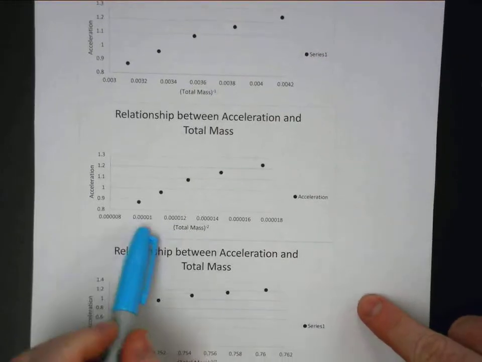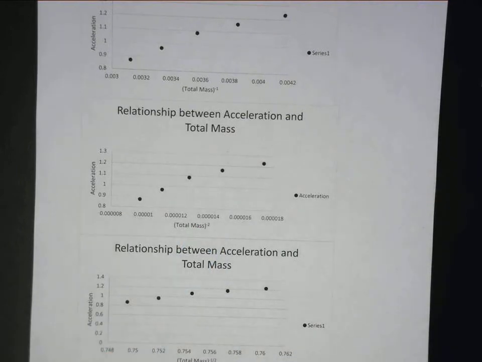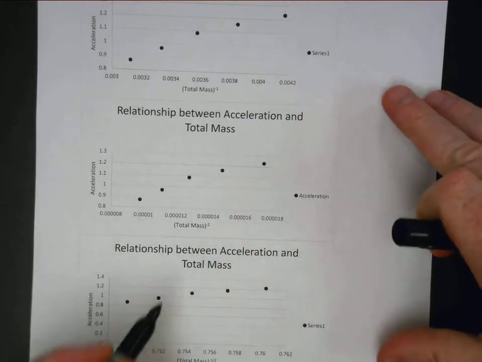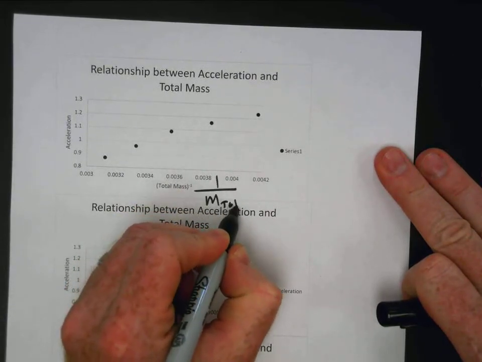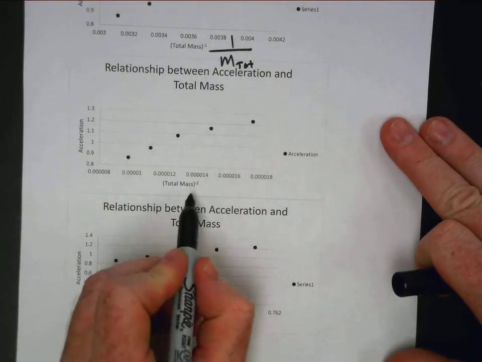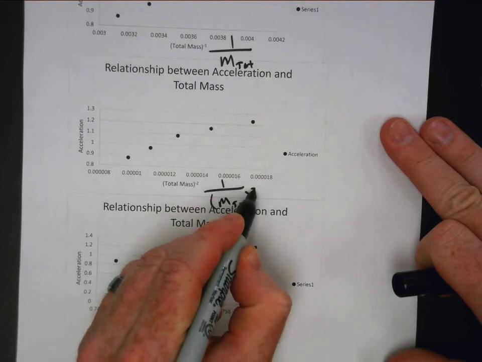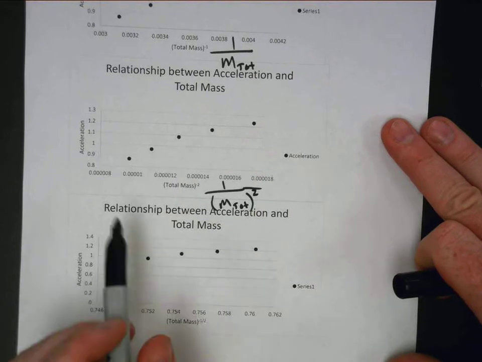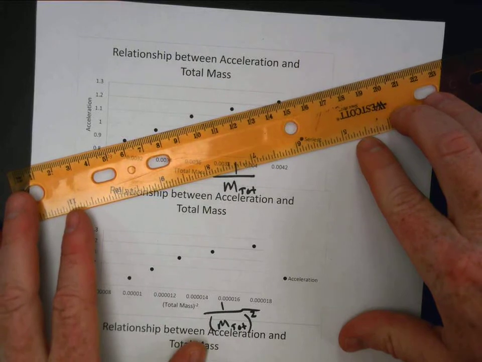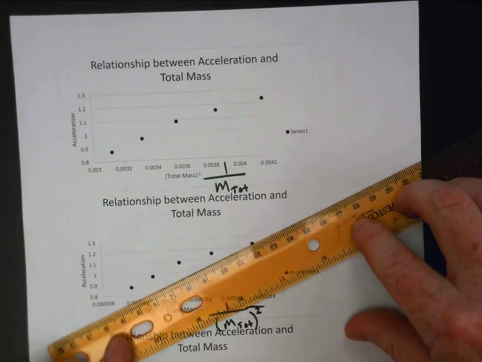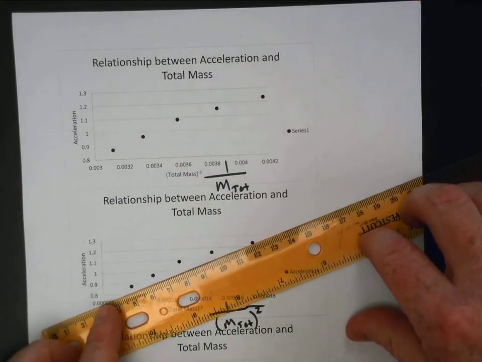Here I've got acceleration as affected by the square of the inverse of the total mass. So what does that really mean? This is like 1 over total mass. This is like 1 over the square of total mass. Okay, so which is more linear and which is less linear? Well, that sort of doesn't look linear, and that sort of looks less linear, roughly eyeballing things. That got a little worse.